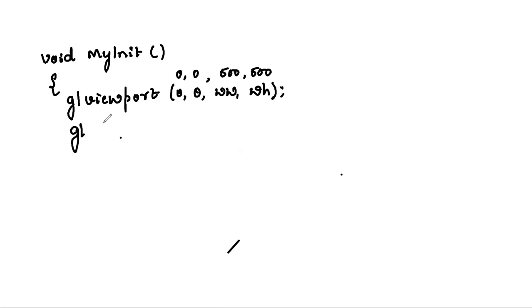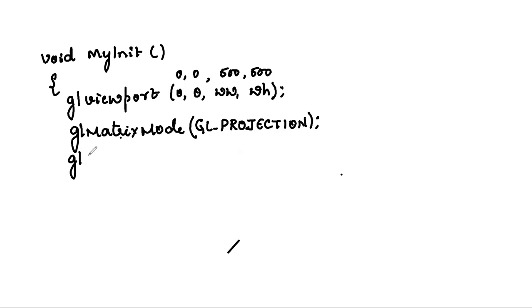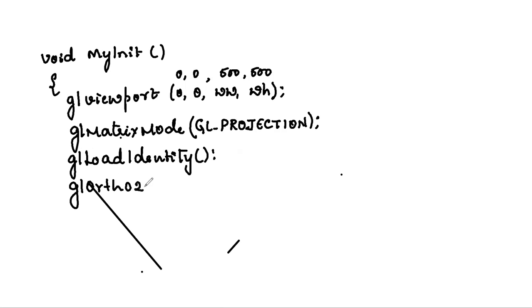Next, I will set GL matrix mode. I will set the argument as GL projection. And next, we start with loading the identity matrix. To do so, we will write GL load identity. So this will load the identity matrix for us. Next, let me write GL ortho 2D. This ortho 2D will take in again 4 arguments, which is x min to x max and y min to y max.